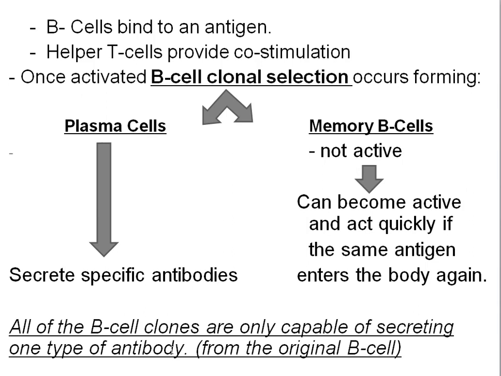Now, something that's important to note here: all of the B cell clones are only capable of secreting one type of antibody, and that is determined by whatever the original B cell was secreting. So if, say, you get type A flu, for instance, and you start making B cells here, your B cells are going to turn into the plasma cells, and they're going to secrete specific antibodies that can only go after type A flu. But it's only the type A B cells that will be activated in the first place.